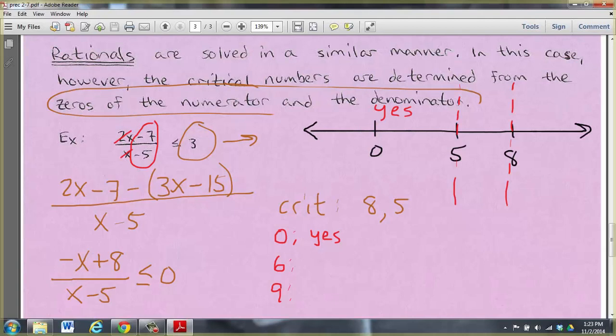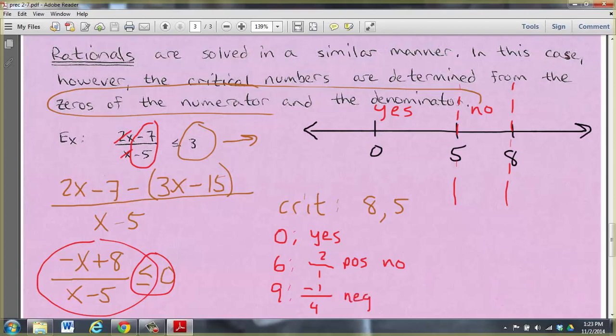If I plug a 6 in, now I'm going to come back down here. I have a 2 in the numerator, and in the denominator I have a 1, which is positive. Positive is not less than 0, so that region does not work. When I plug a 9 in, I have a negative 1 in the numerator, and I have a 4 in the denominator. That is a negative number, and negative is less than 0, so yes to that zone.